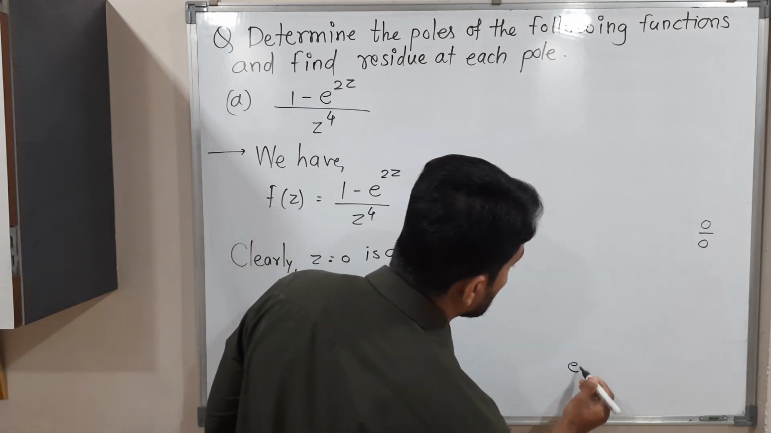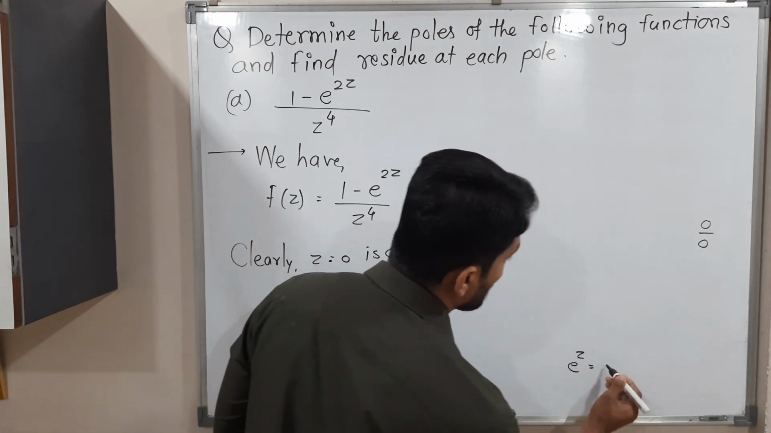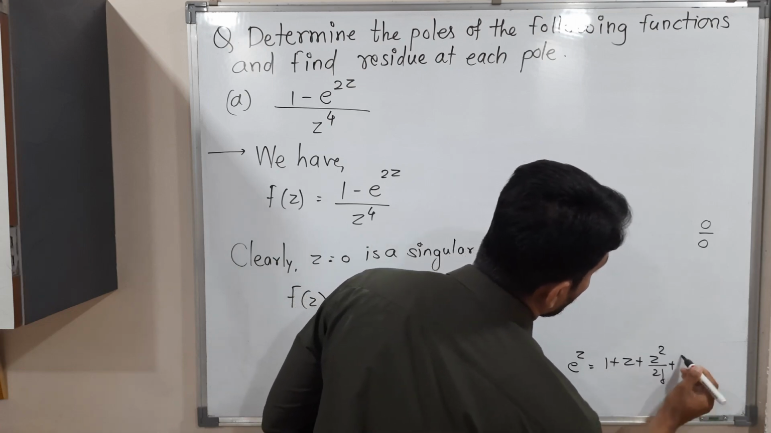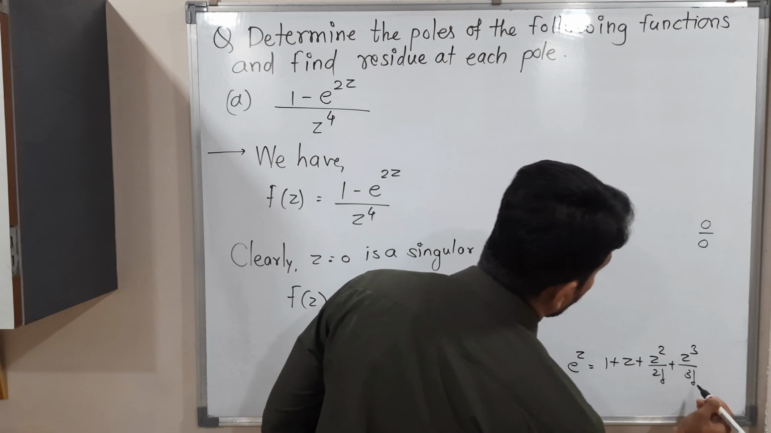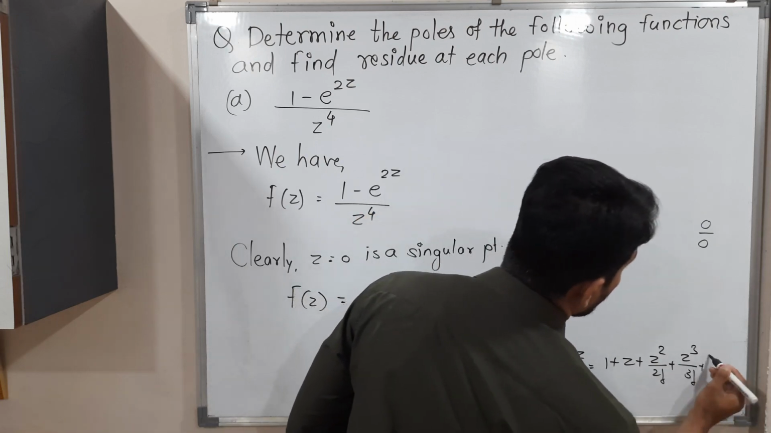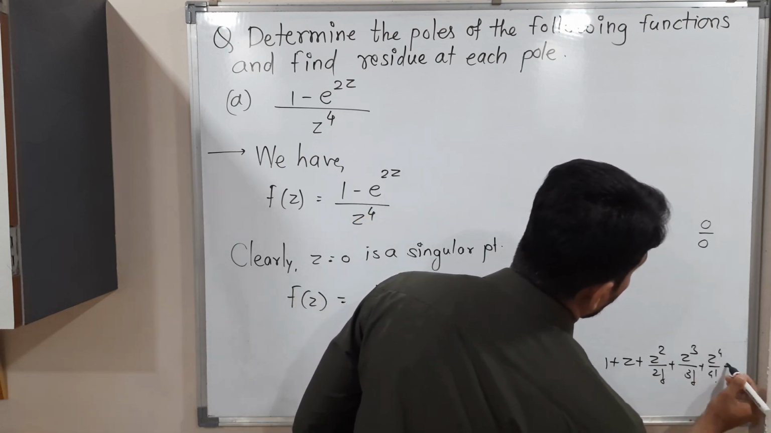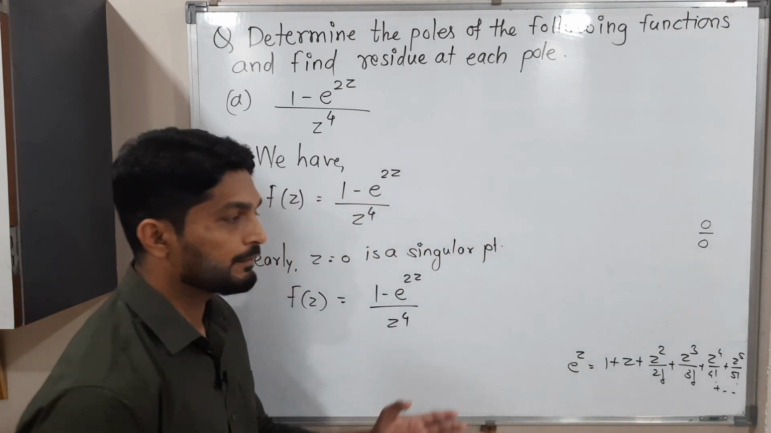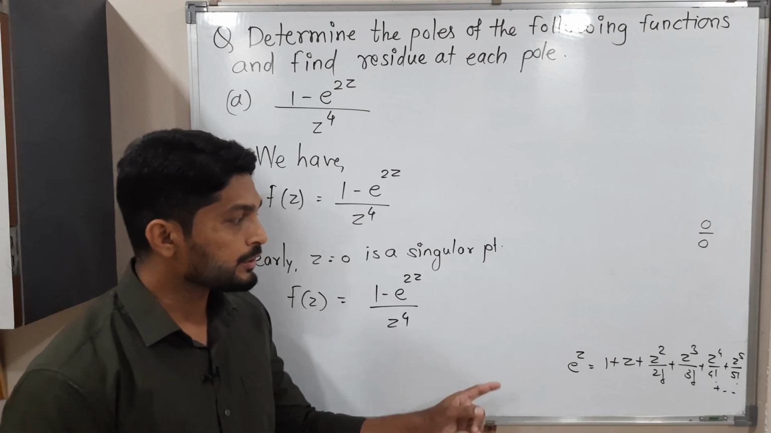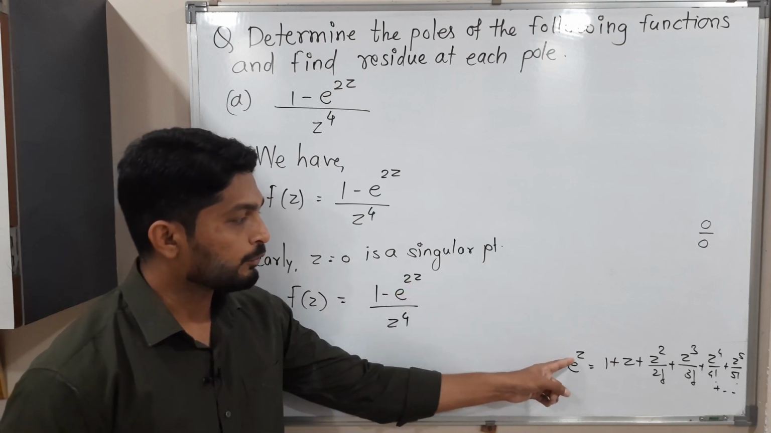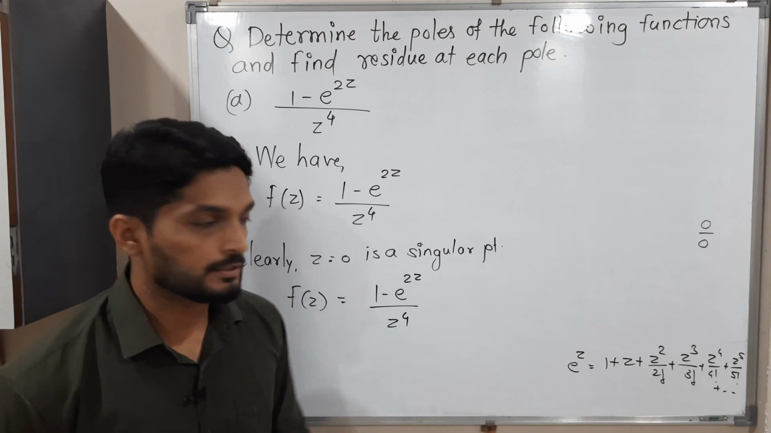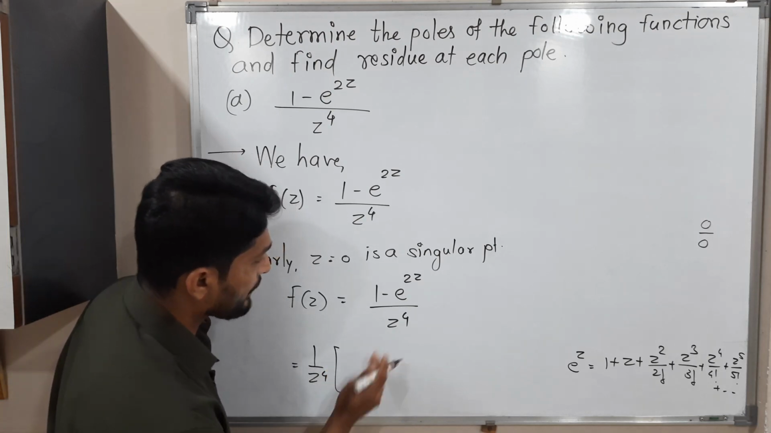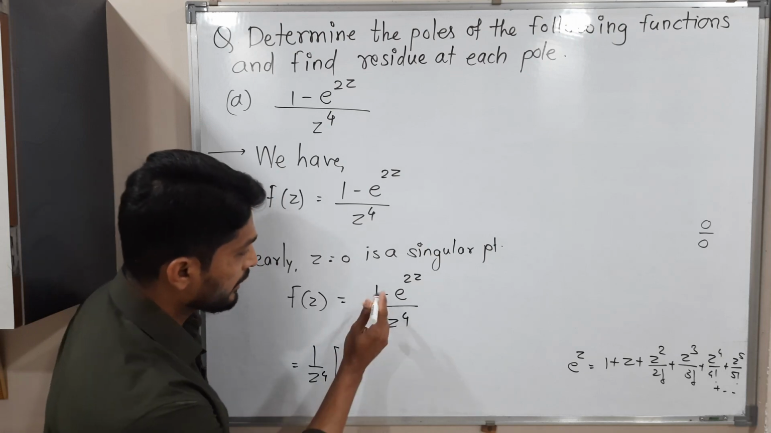So we are familiar with its expansion. The series of e raised to z is 1 plus z plus z square by 2 factorial plus z cube by 3 factorial plus z raised to 4 by 4 factorial plus z raised to 5 by 5 factorial plus and so on. So we are familiar with this series, and I'm going to use it. Just in place of z, we have 2z. This is the only difference. Let me write that 1 upon z raised to 4 separately. I am writing the denominator separately here.